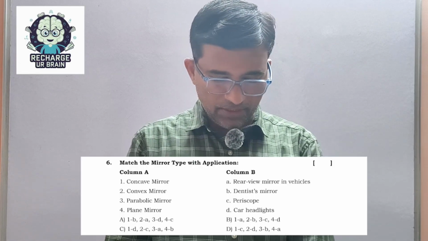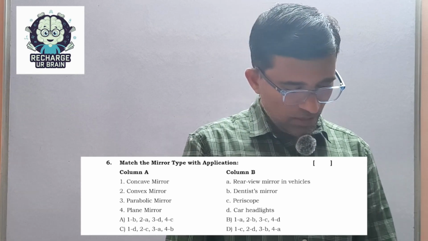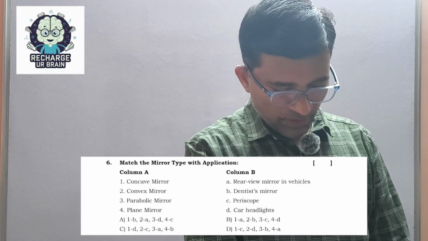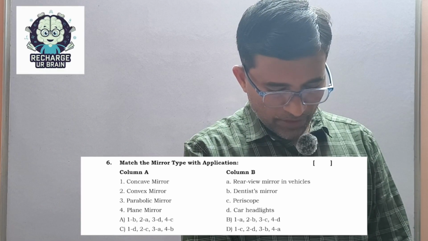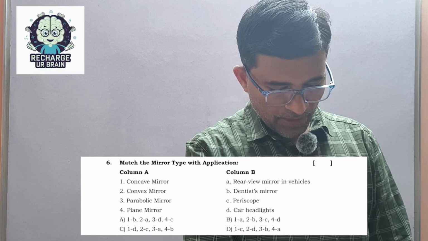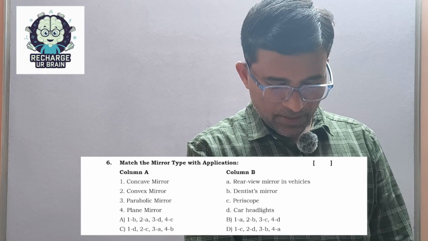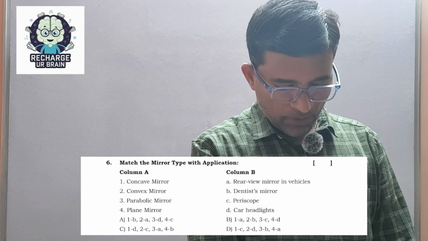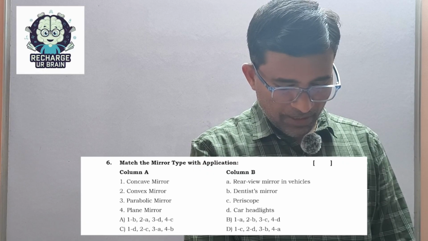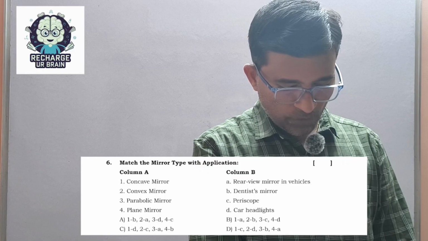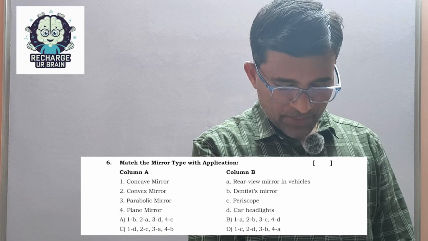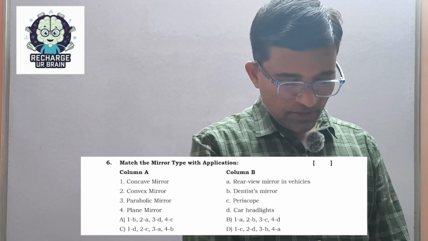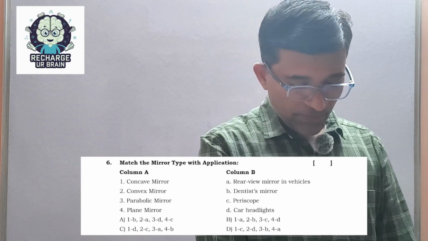Next, we'll deal with the sixth question. Sixth question: match the mirror type with application. Concave mirror is used as a dentist mirror, and convex mirror as a rear view mirror in vehicles, we know that. Parabolic mirror, that is D, car headlights, and fourth one, plane mirror, that is C, periscope. So for the sixth question, the right option is A.